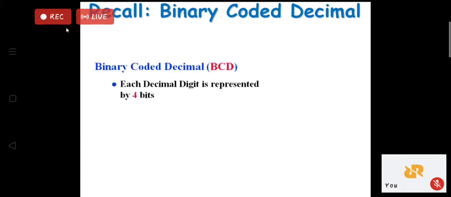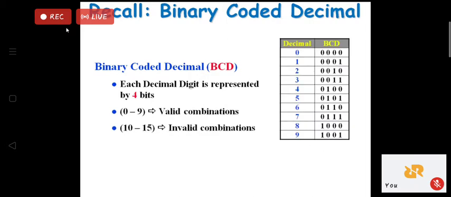How will it be represented in binary? You go on dividing by 2, write down the remainder aside, and read from bottom to top. You will get a 5-bit number, that is a binary number. But in the case of BCD, it is different. Each decimal digit is represented by 4 bits, as we have discussed. So 10 to 15, all these will be invalid combinations.